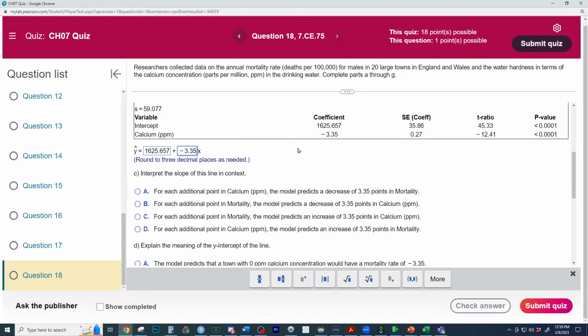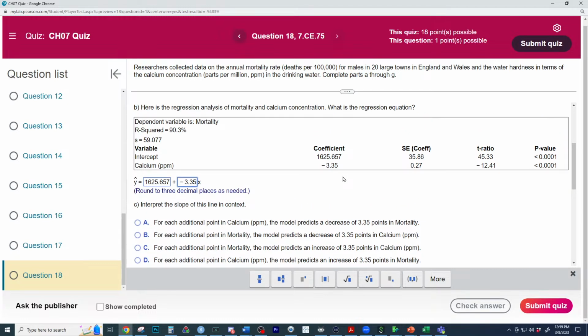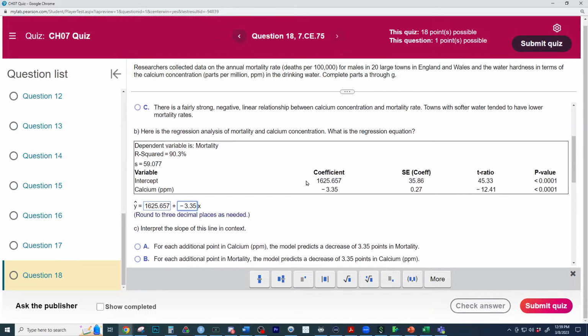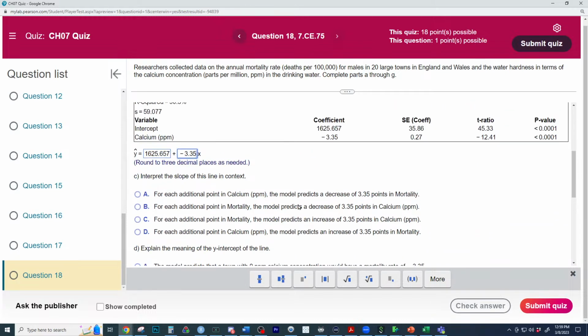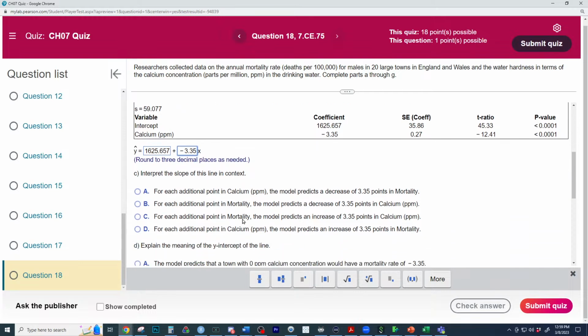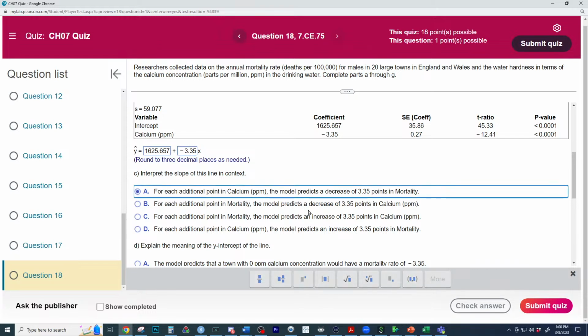For each additional, this is the question, but different graphs. So look at your graphs. Your graphs might be a little bit different, and then make sure to interpret what your graphs show. For each additional increase in calcium, we expect the mortality rate to decrease by 3.35 on average. So for each additional increase in calcium, the model predicts a decrease in mortality.